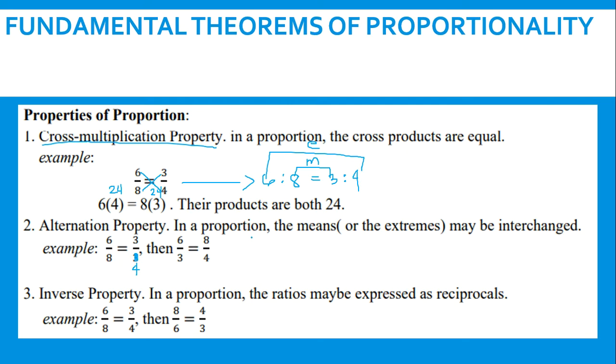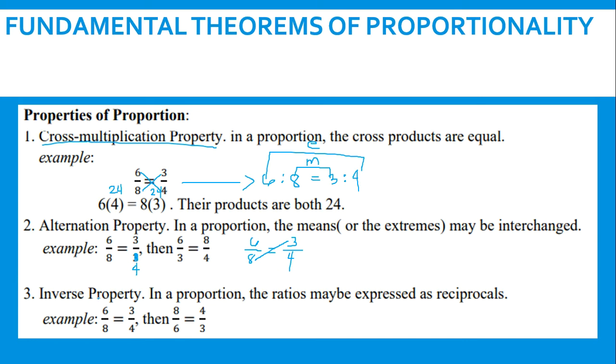Okay, akong isulat balik, 6 over 8 equals 3/4 or 3 over 4. Ganiha, nagka-interchange ang means. So ang means in fraction form, starting from the left, lower left, then upper right, diagonally. So mao na ang means.